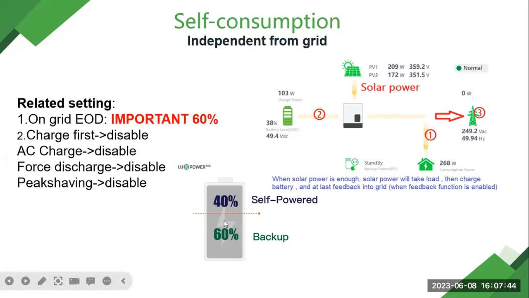The 60% will be a backup. So especially in South Africa, when there is a lot of load shedding, you need to decide what setting you want. You want to keep 60%, or you may like to keep 80% for the battery. So for self-consumption, the settings are: charge first disable, AC charge disable, forced discharge disable, and peak shaving disable. You disable all the other functions and just set the on-grid EOD and it can work.